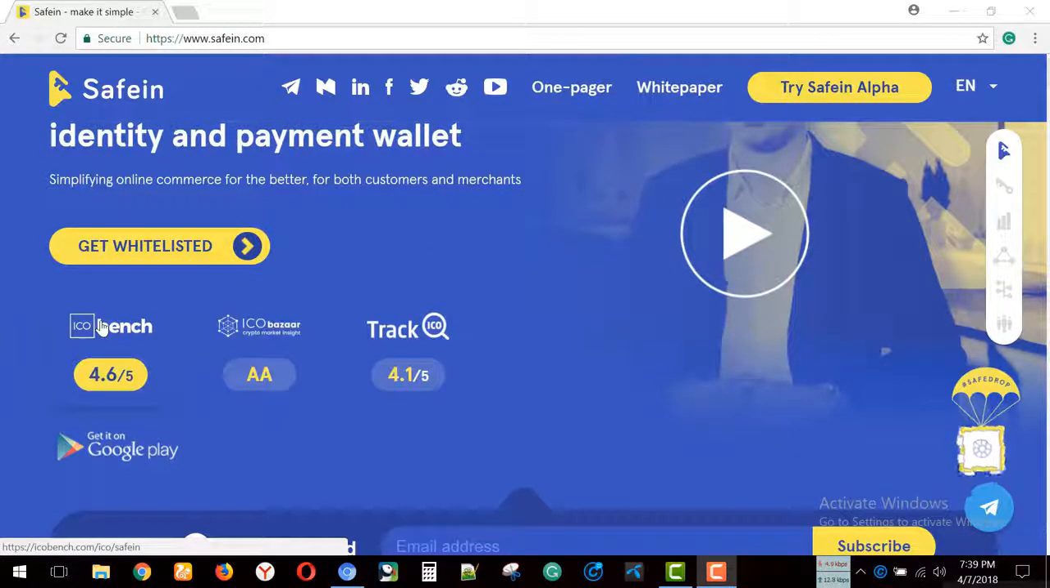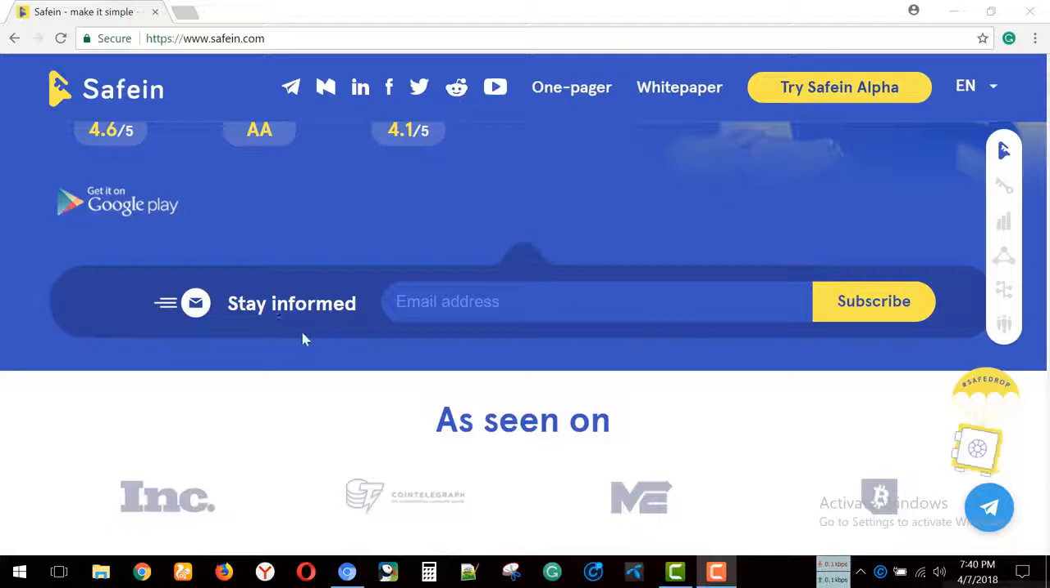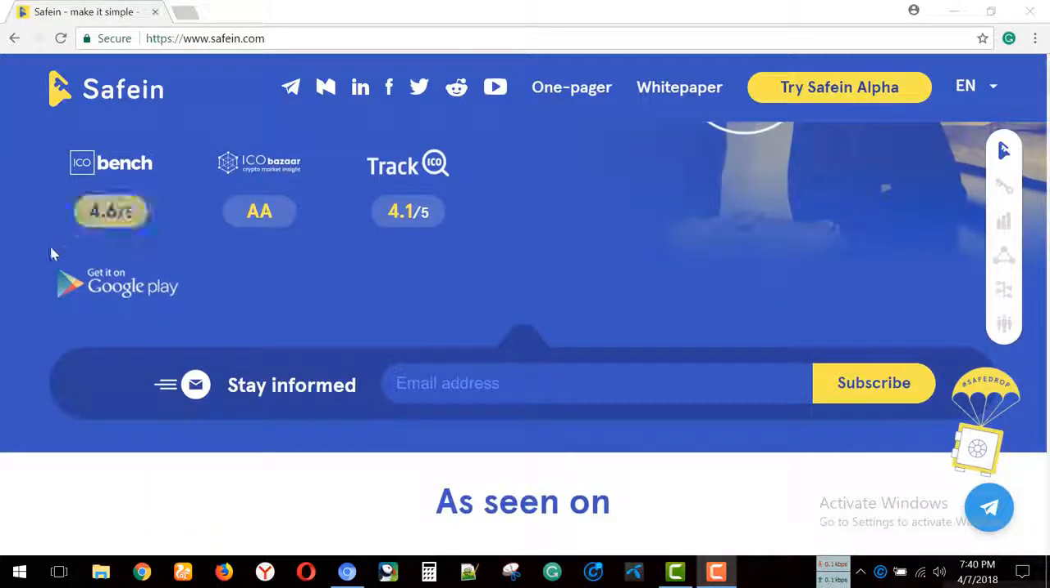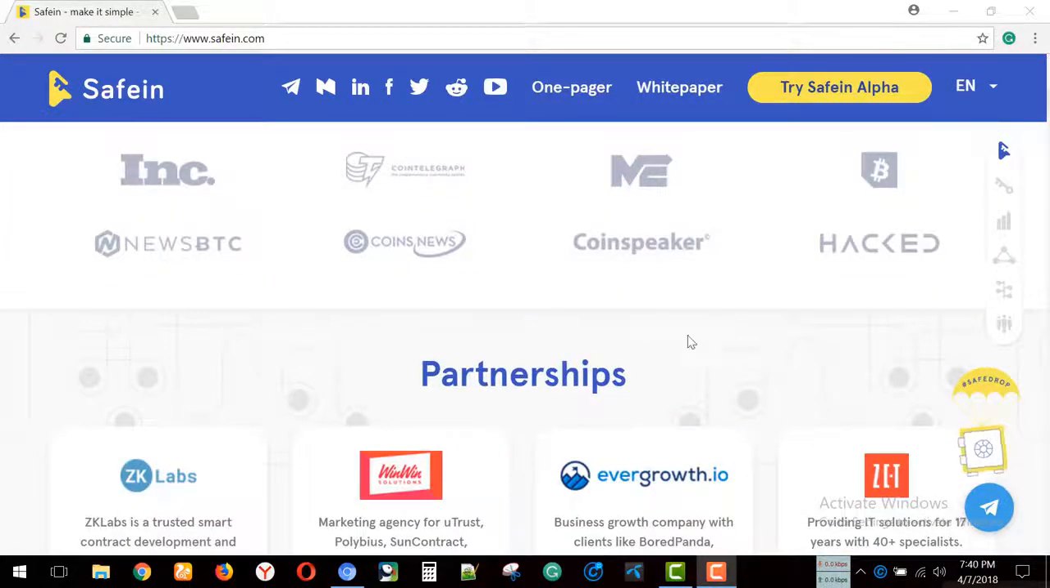Here the project has already been rated by different organizations, which shows the quality and feasibility of the project. See, ICO Bench has ranked it at 4.6 out of 5, and here it has been ranked by ICO Bazaar double A 2A. Here it has been rated by Track ICO, where 4.1 is given out of 5. So all these are their ratings, and if you click on these you will get some more details about this. Here some other information is given.